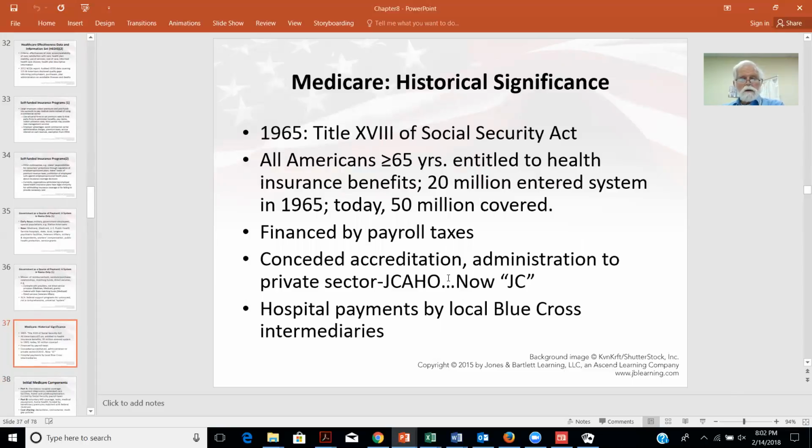Medicare appeared in the mid 60s. Anyone over 65 goes on Medicare automatically. It's financed by payroll taxes. You pay part of it, and your employer pays part, which is why when you're self-employed, you pay double. The accreditation is through the private sector, through the Joint Commission.